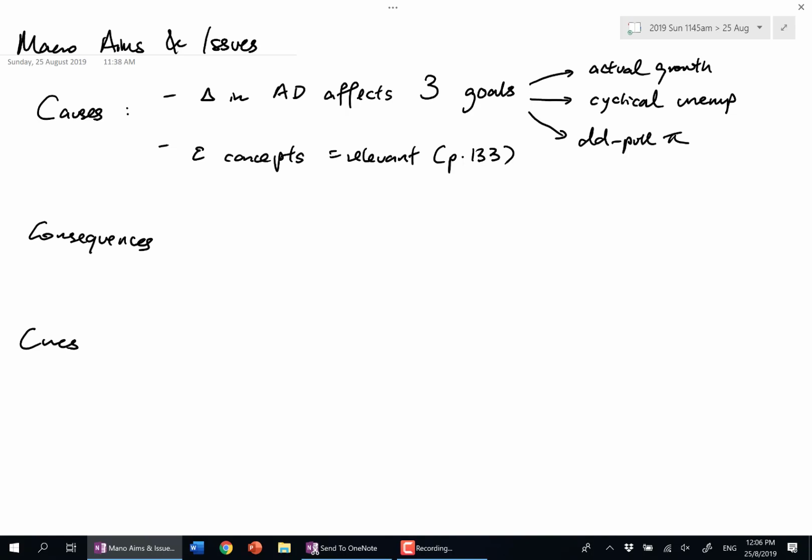Next point is on consequences. When you talk about consequences, this is new. We have not done this yet. Consequences of your macro problems.